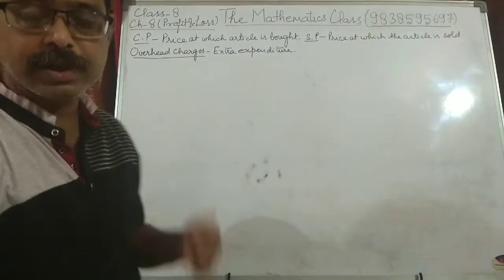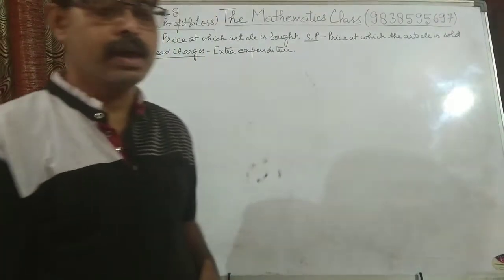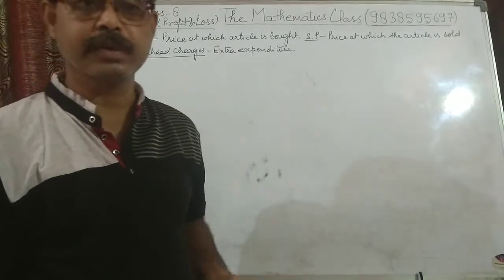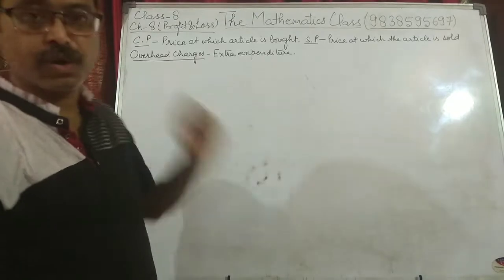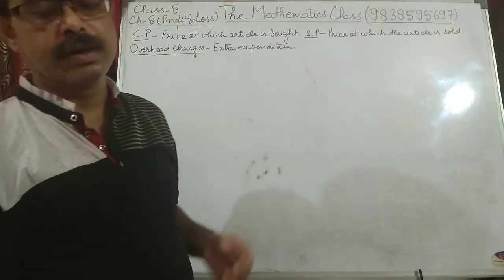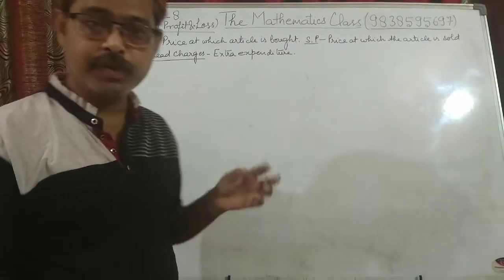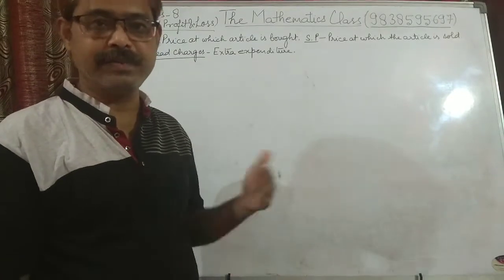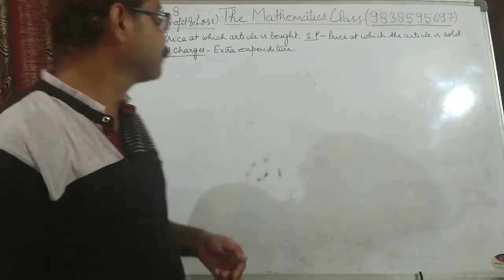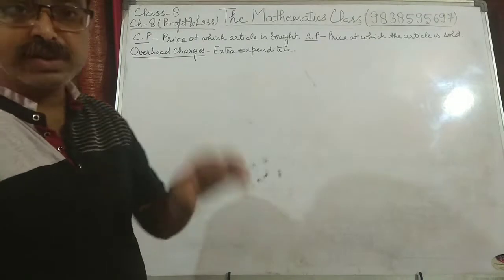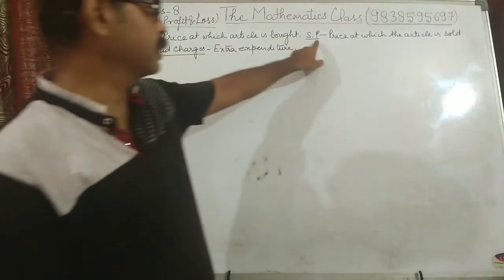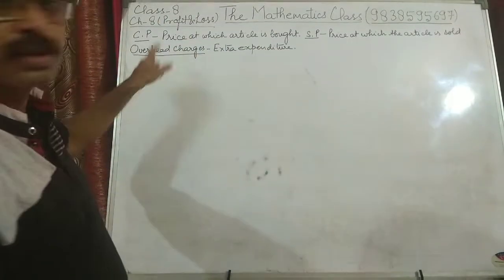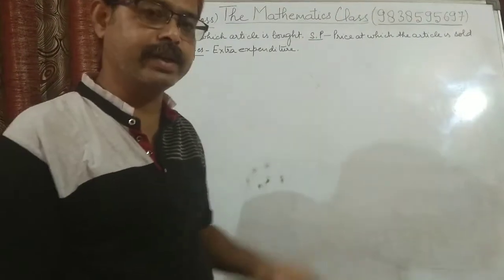Class 8. Today we will discuss a new chapter, that is the 8th chapter in your textbooks, and that is Profit and Loss. I hope you must have read this chapter in the previous class, in class 7, in which you must have learned these three things: cost price CP, selling price SP, and overhead charges. But for your reference I have written it already.